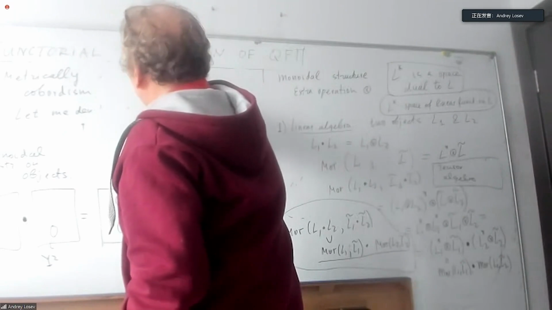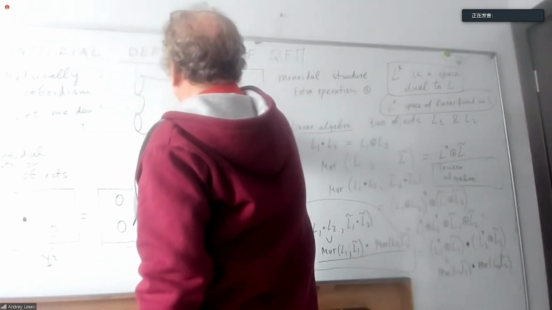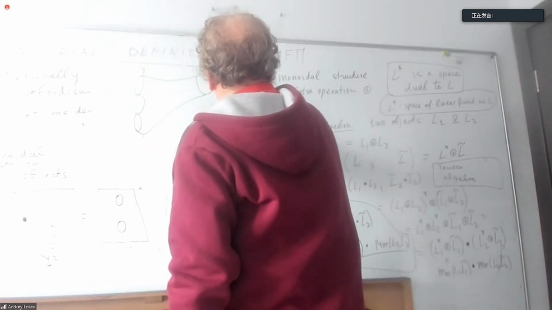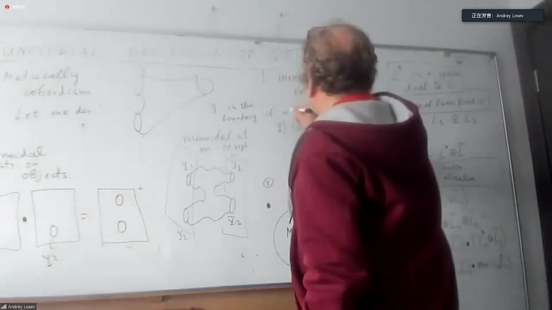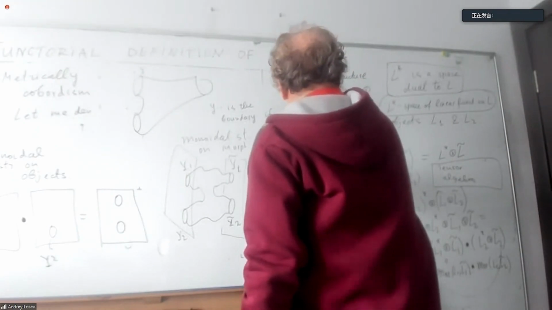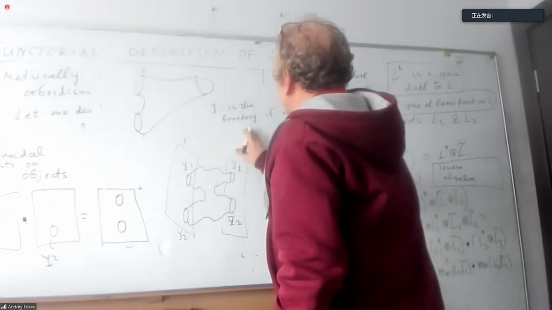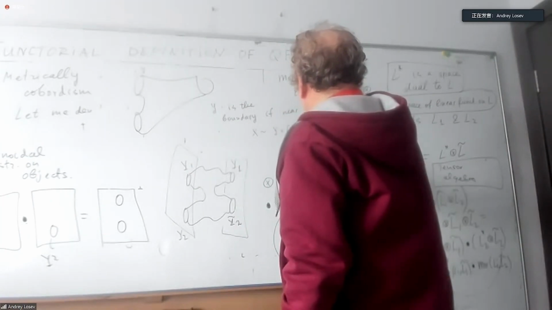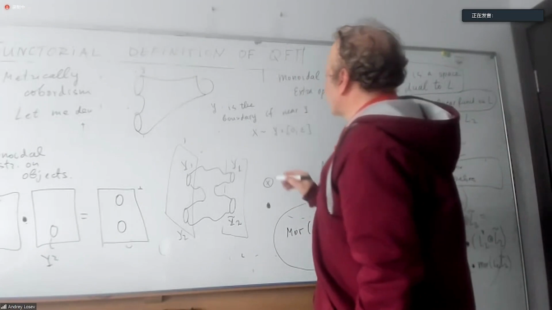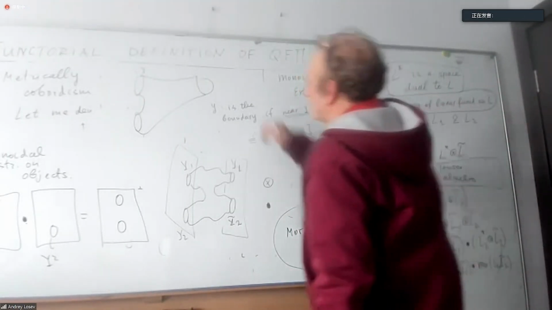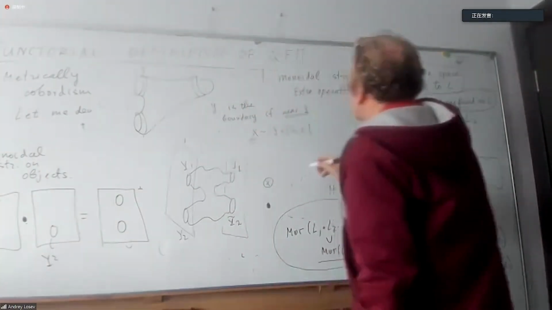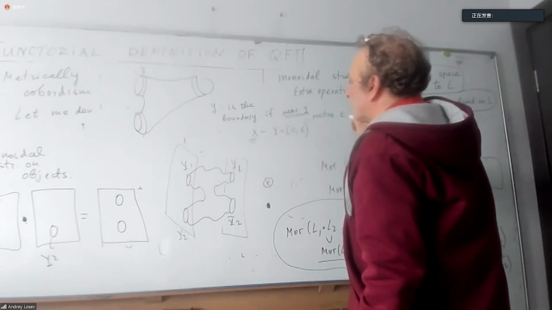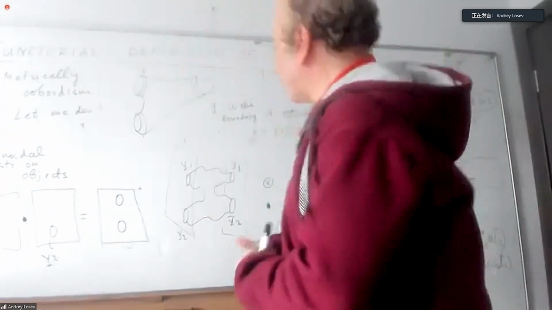So boundary. Suppose you have a manifold. Then we say that Y is the boundary if near Y, X looks like Y times an interval. Near Y. And here is some positive epsilon. Sorry. And we also have a cutting property.